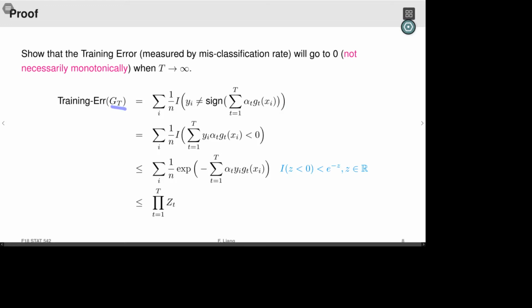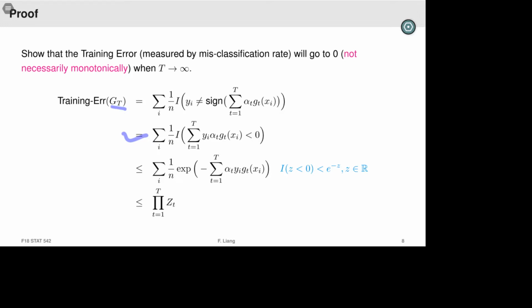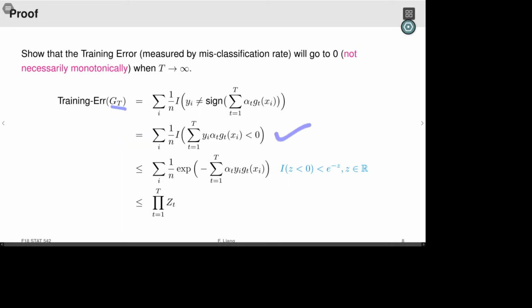Then this equality is trivial because yi is minus 1 and plus 1. So when I check whether the sign is the same, I basically take yi inside and see whether this term is negative. Negative means the sign doesn't agree, right? Because I can take yi inside. So agree with this equality, okay.